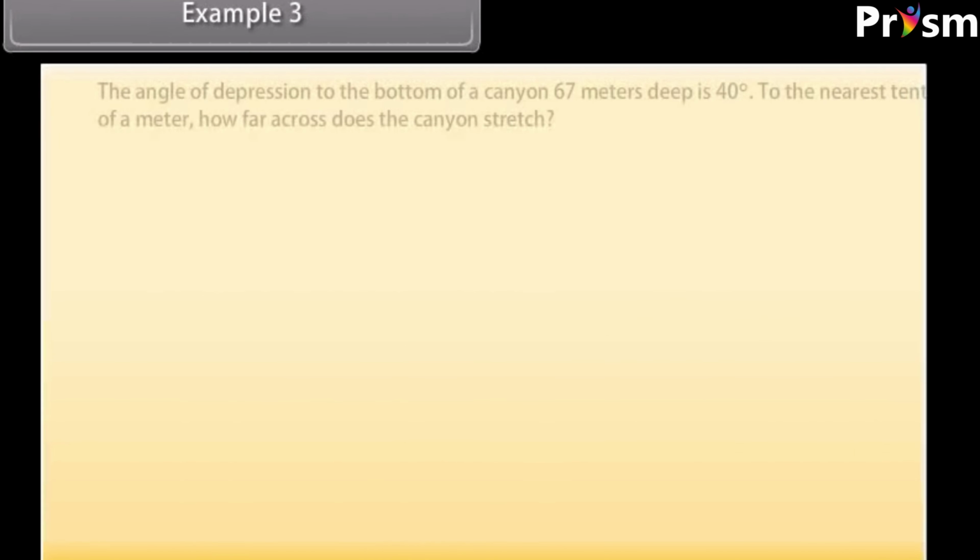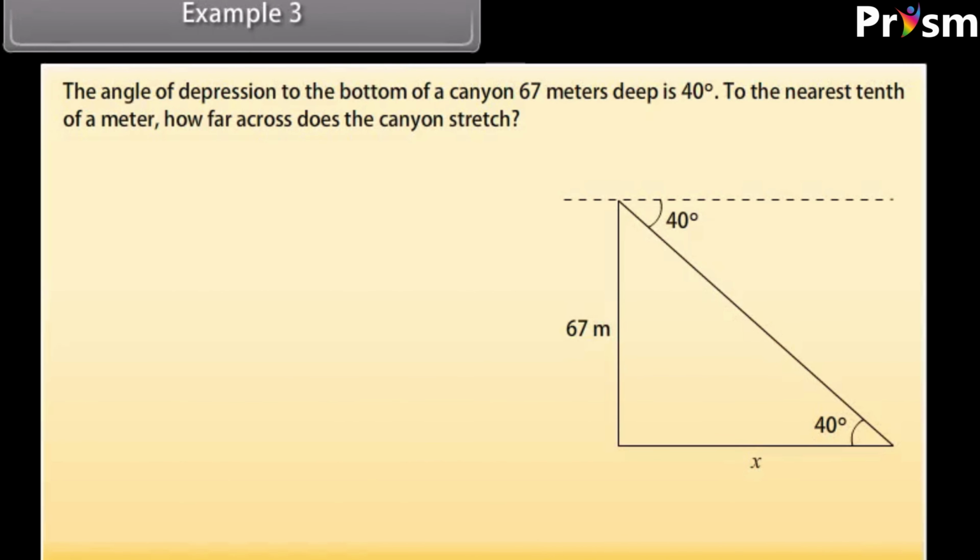Example 3. The angle of depression to the bottom of a canyon 67 meters deep is 40 degrees. To the nearest tenth of a meter, how far across does the canyon stretch? Again, start by drawing a diagram. Remember, the angle is 40 degrees from the horizontal.